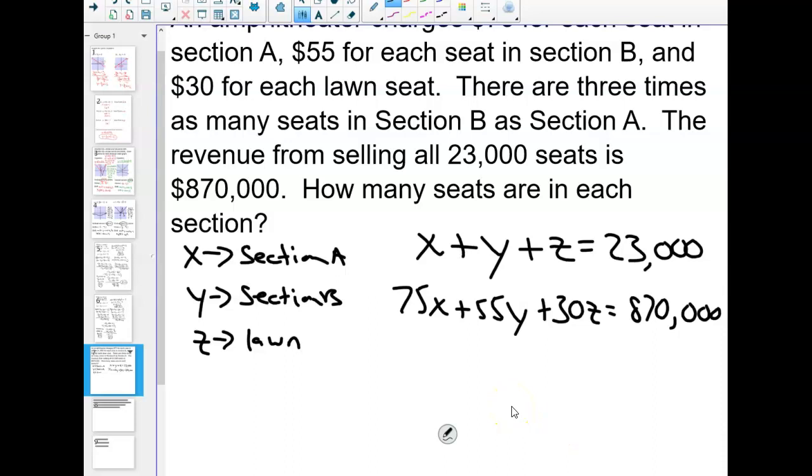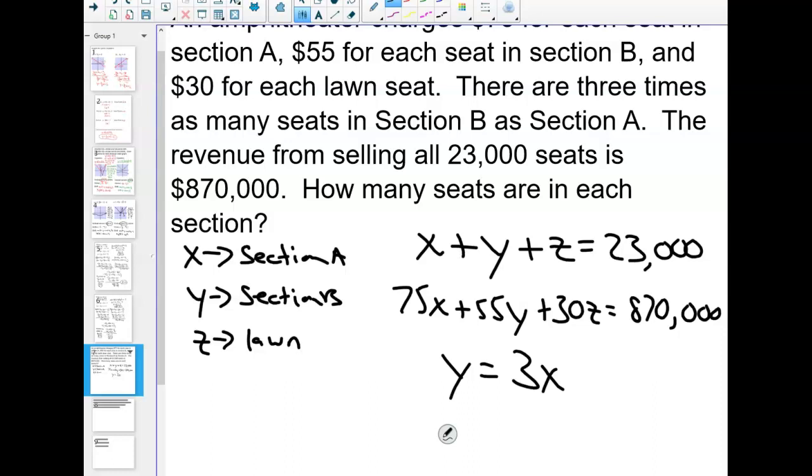Finally, there's 3 times as many seats in section B as A. So if my B is y, I need to multiply the section A by 3 to get it equal to y. Since section B has 3 times as many seats as section A, whatever my seats are in section A, I need to multiply that by 3. And these are my 3 equations.